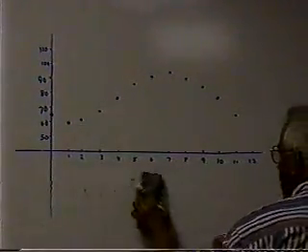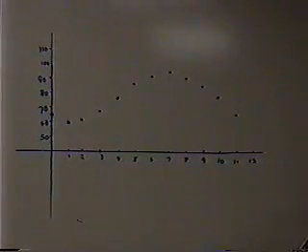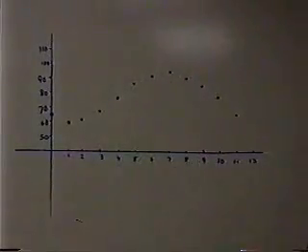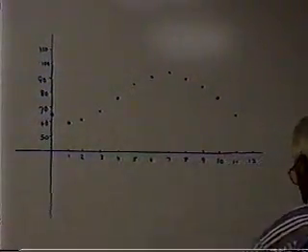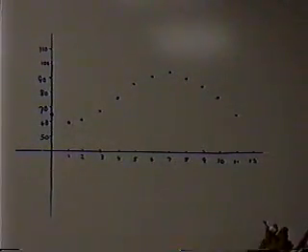All right, now when you get all the data entered, you want to hit second draw F2, and F2 is scatter, and it'll show you these dots. All right, now we've got the dots in there, so now let's go do pencil and paper and figure out what equation goes with this.